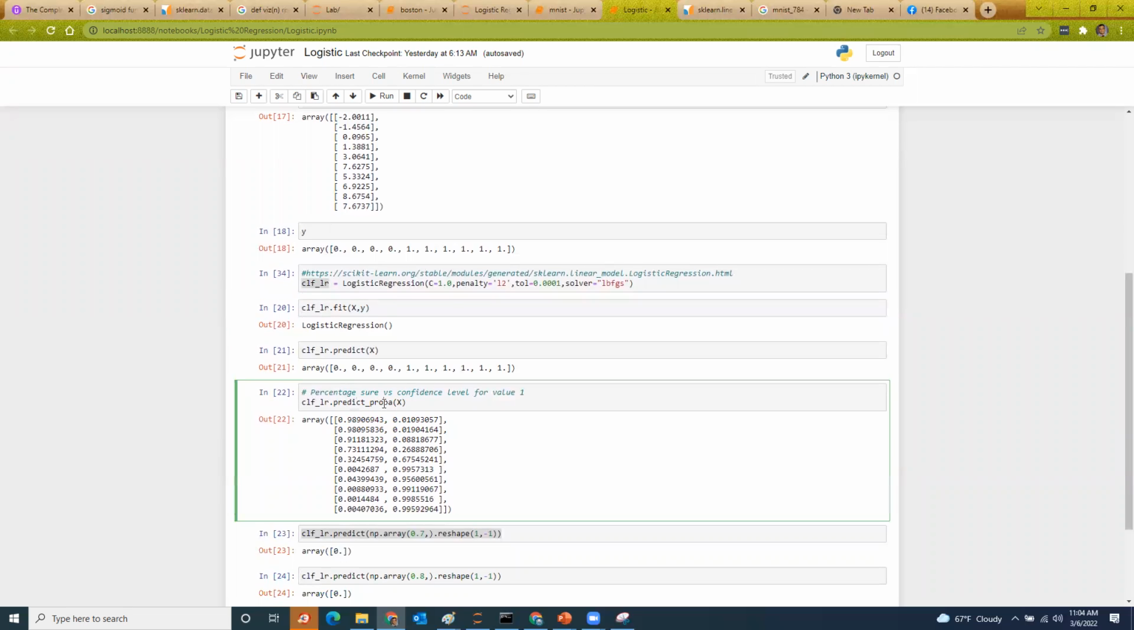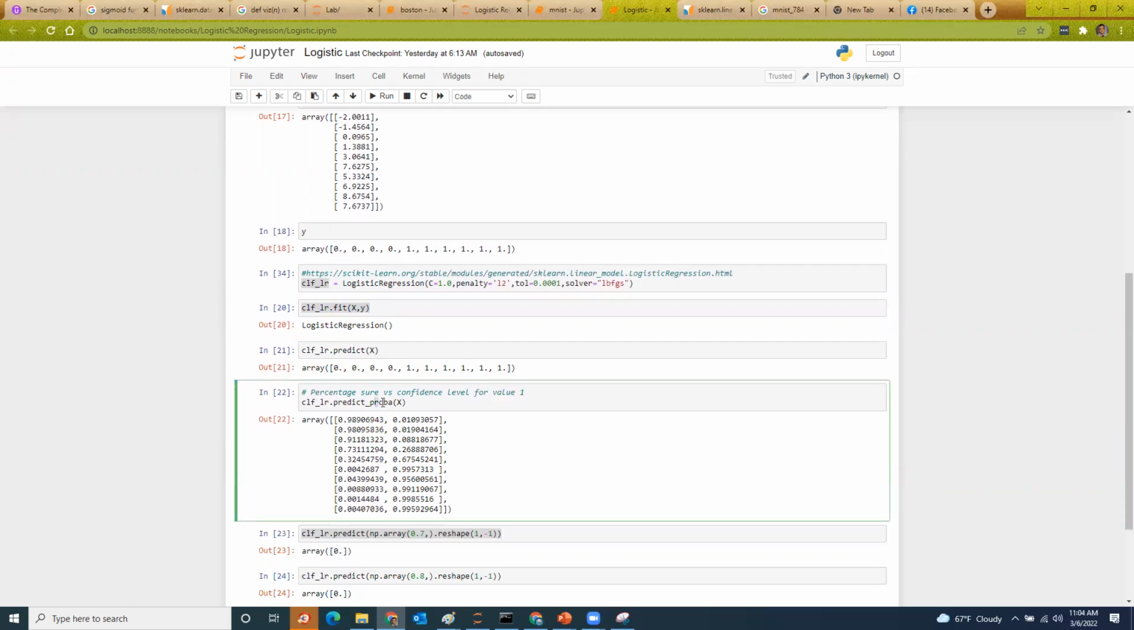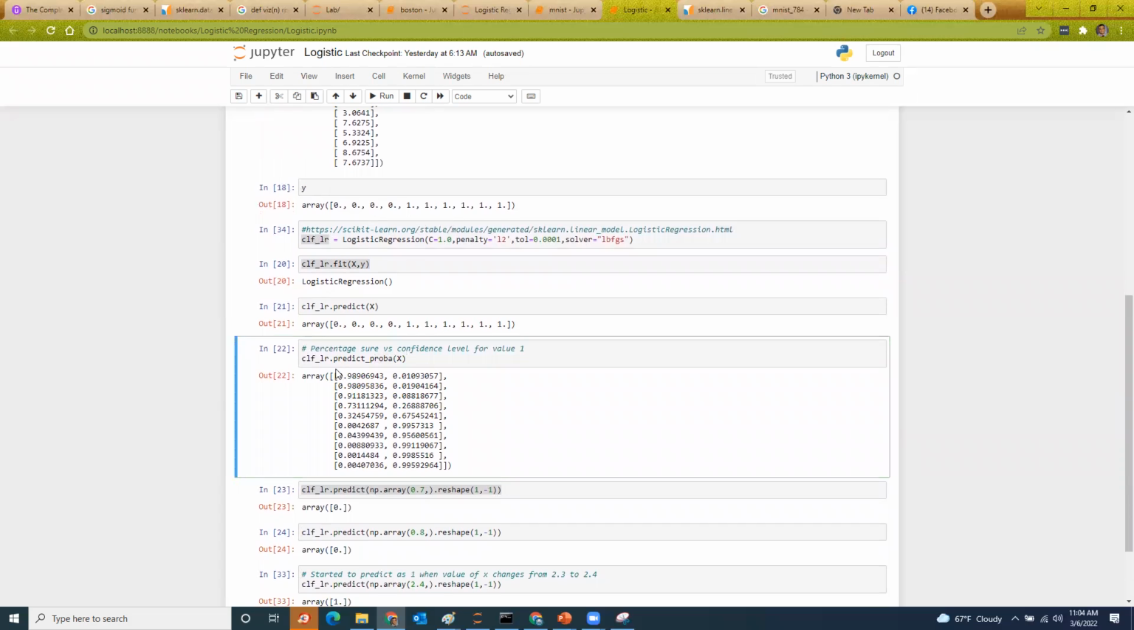So once you fit the model, you can see the probability, how the probability is. There are two things it will show you. The first element is basically a probability, right?